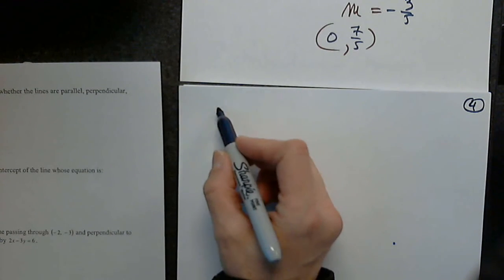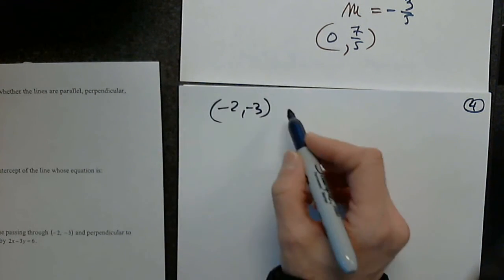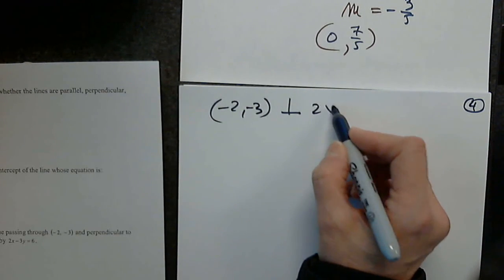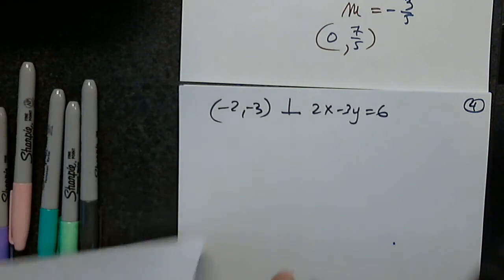Find the equation of the line passing through (-2, -3) and perpendicular to the line whose equation is 2x minus 3y equals 6.